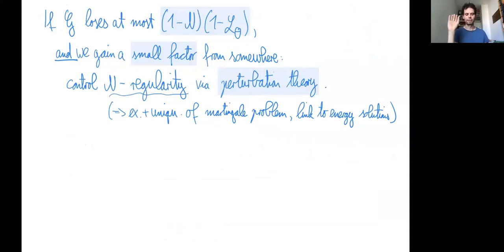Let's be a bit careful there. We expect that we have existence and uniqueness of solutions to the Martingale problem. And Lucas already proved that any energy solution then solves the Martingale problem and is unique. At least uniqueness, I'm not sure if we showed that it solves the Martingale problem, but proved uniqueness for energy solutions.